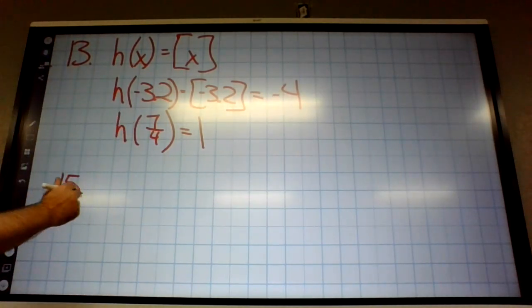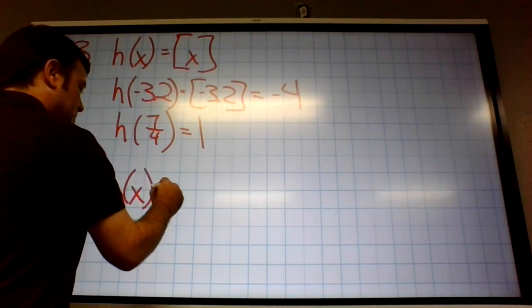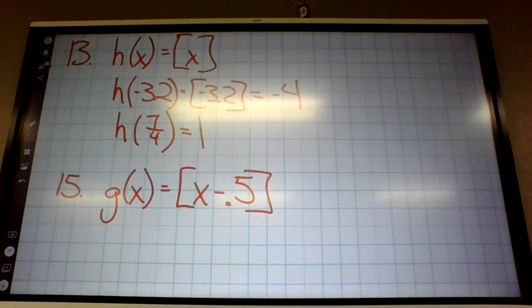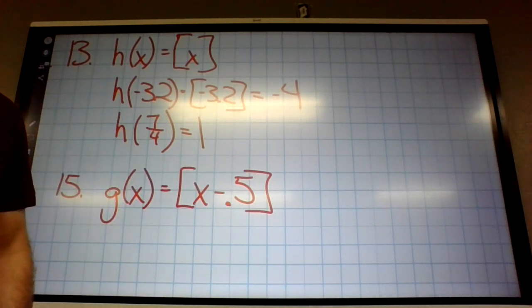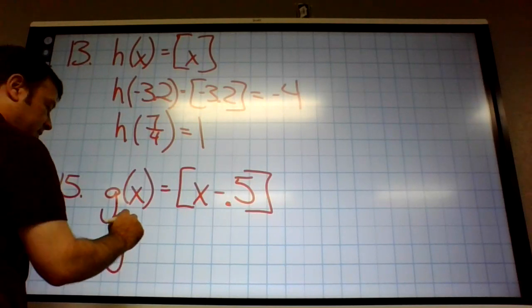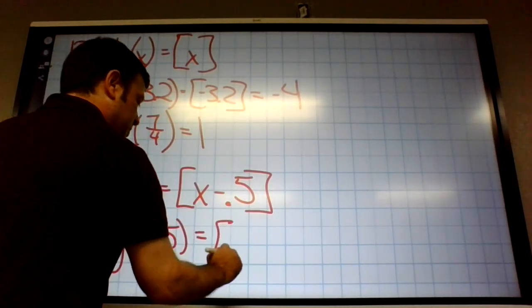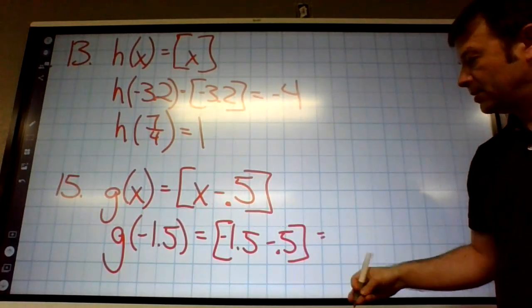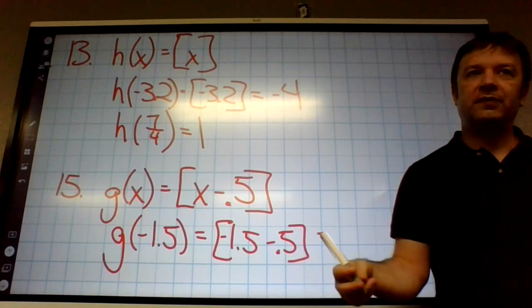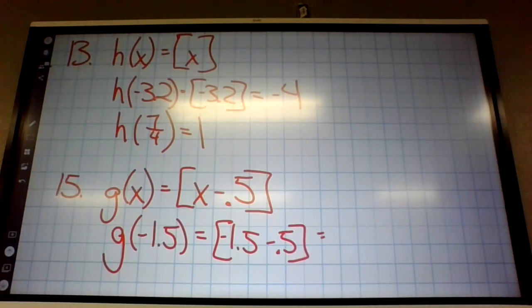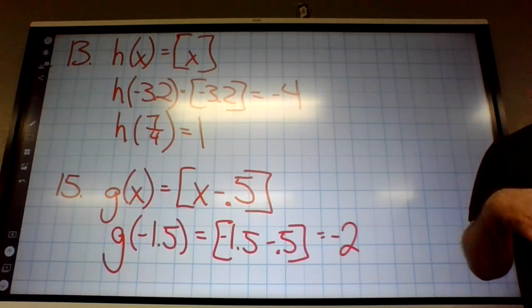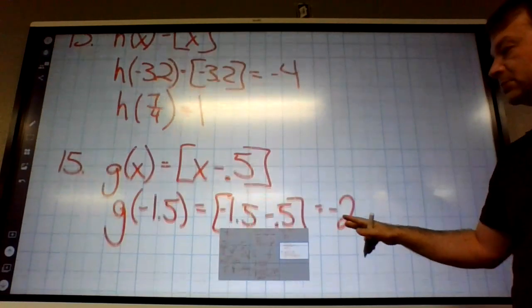Kind of the same thing on 15, but what's the difference? Okay, before we round it down, we're going to have to subtract 0.5. Before we round it down, we have to do x minus 0.5 and then round it down. So we're supposed to do g of negative 1.5. Okay, what's negative 1.5 minus 0.5? Yep, negative 2. And if we round negative 2 down to the next lowest integer, it's negative 2. If it's already an integer, just keep it there. Okay?